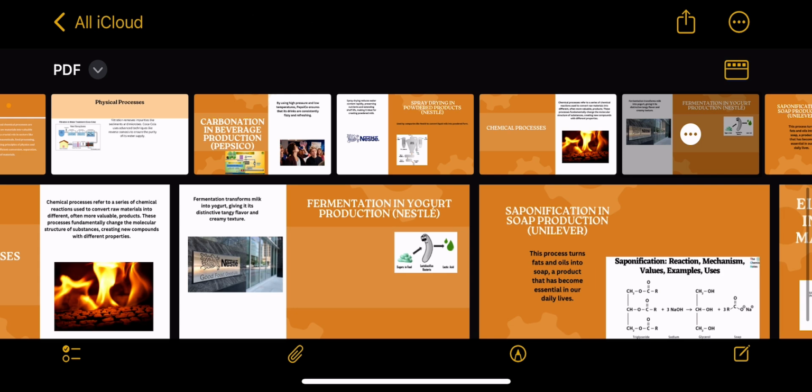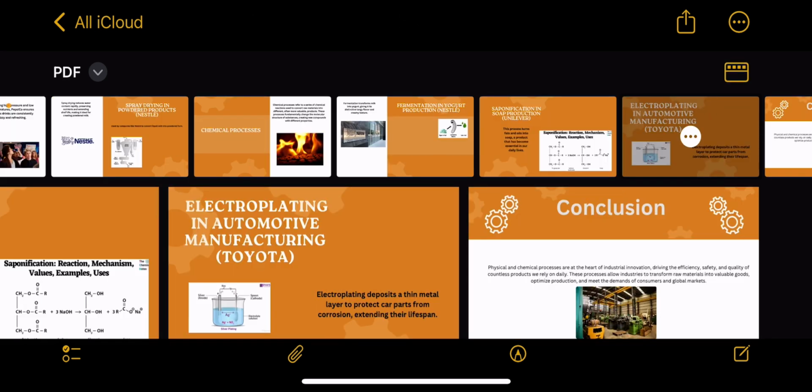Okay? And finally, we have electroplating, a chemical process used by Toyota for corrosion resistance. Electroplating deposits a thin metal layer to protect car parts from corrosion, extending their lifespan. Also, it's a chemical change because you are transforming. It's not just a physical thing. And it's applied by Toyota.